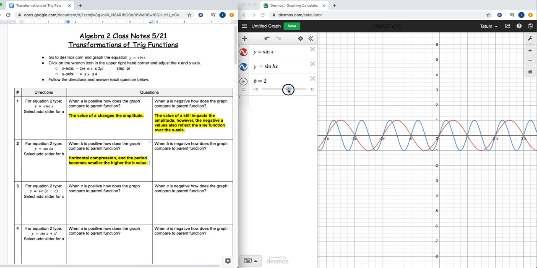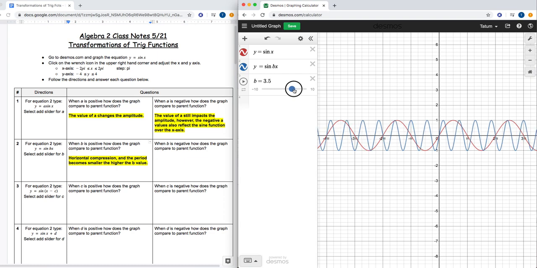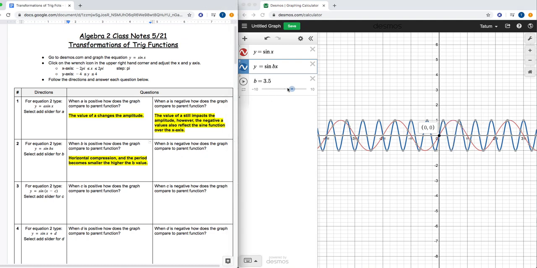So if you change B to 3, you're compressing it even further. And at 3.5 here, see we have our whole period, one cycle fits literally right here in the smaller area. Okay. And then what about when B is negative?